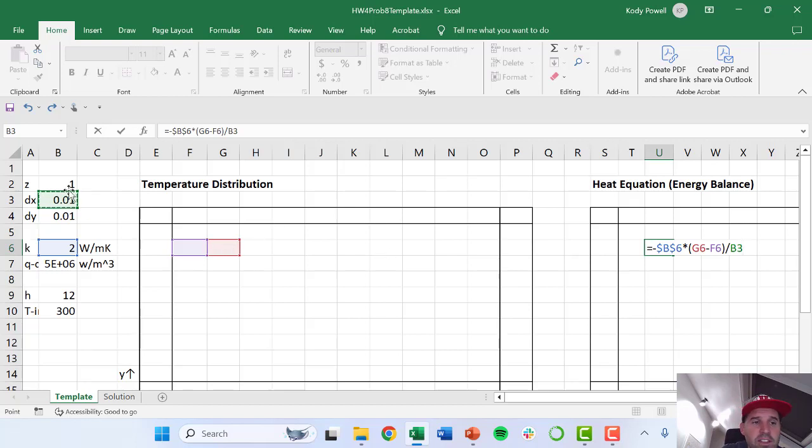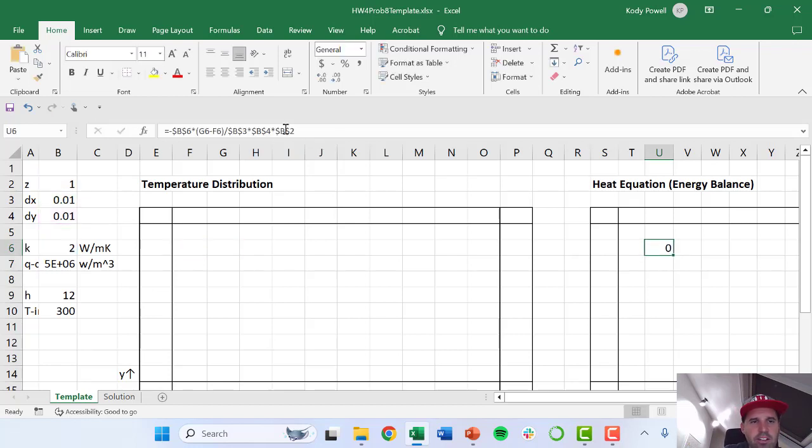But we want anything that's referencing something from the far left-hand side, these constants, we want these to be absolute references. So I'm going to toggle that F4 key on my keyboard and get an absolute reference there. So here we have minus k delta T over delta x, and I'm going to multiply that by our cross-sectional area, which was delta y. I want that to be an absolute reference, and z, I want that to be an absolute reference. So here, so far, I'm going to just escape out of that cell for a second.